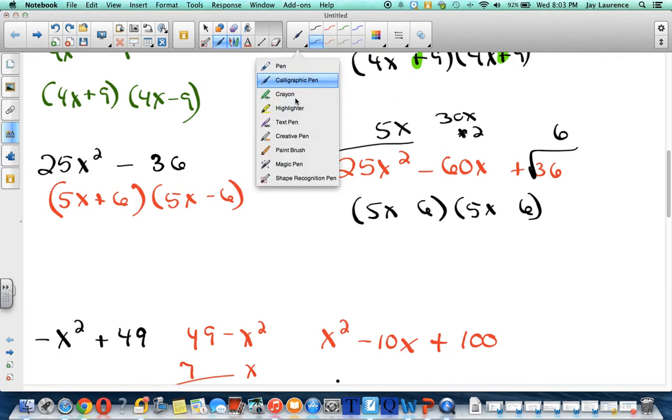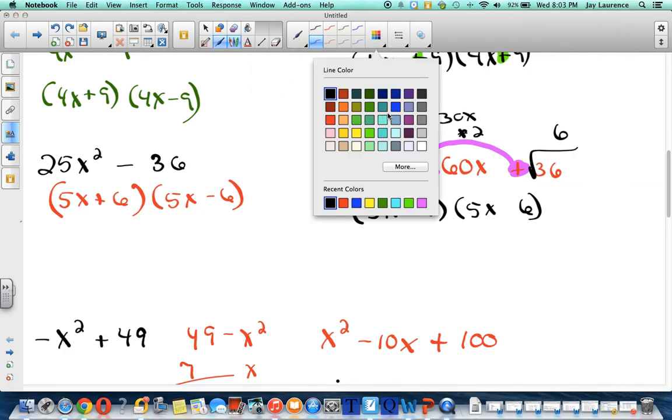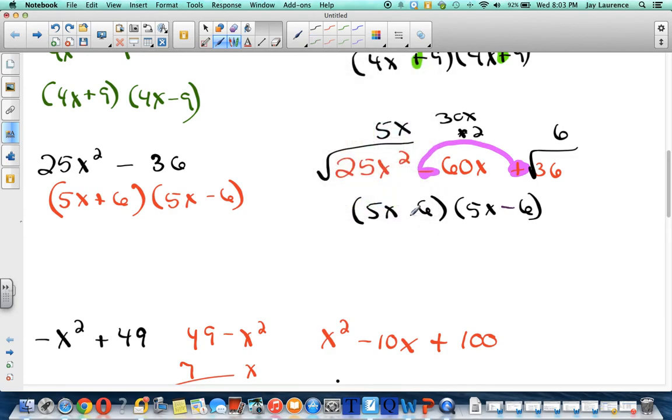Hey, look at that. I got a plus in the back, don't I? You see my plus? There's my plus right there. It's the Wendy's double stack. This guy will show up twice. So it'll be 5x minus 6 and 5x minus 6. And if you don't believe me, you can double distribute.